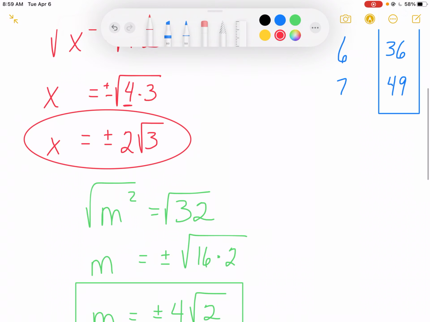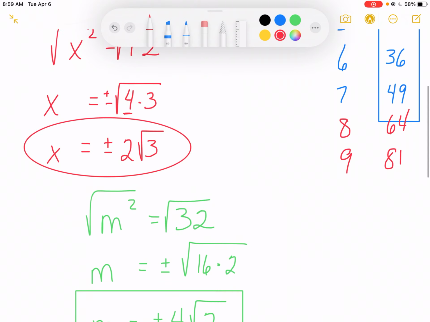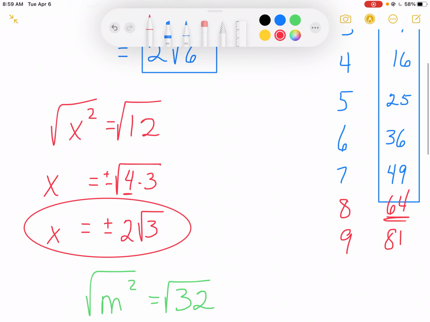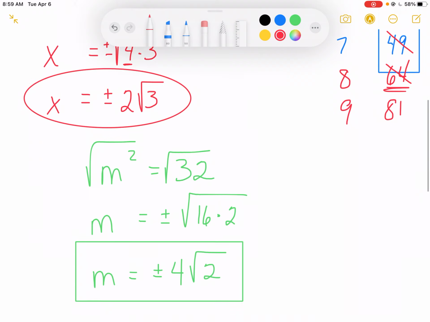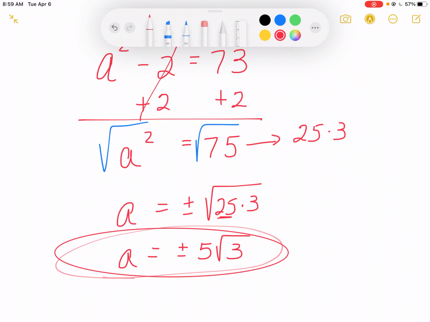Okay, so I would go back up to my list. You know, this is 8 and 64, 9 and 81. So I would start here with 75. And so 64, that's a decimal. 49, that's a decimal. 36, that results in a decimal. 25 works when I'm dividing. So 25 and 3. I could write it like this. And then the square root of 25 is 5. And the square root of 3 gives me a decimal, so I leave it as the square root of 3. Okay?